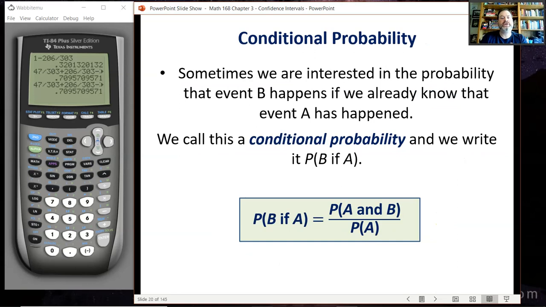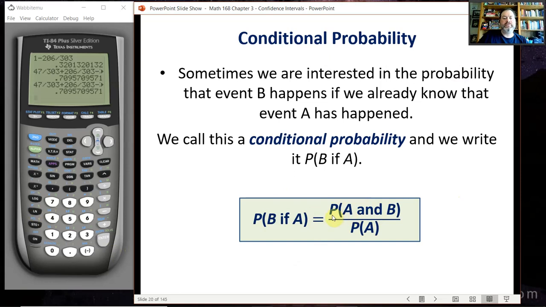Okay, next up, conditional probability. Sometimes we're interested in the probability that event B happens if we already know that event A has happened. This is called conditional probability, and we write it probability of B if A. So there's the formula. And this is explained in detail in the book. If you're fine just reading the formulas and plugging the numbers in, you'll be fine with this. If you need a little bit more of an explanation, again, it's already a pretty long video. It's in the book in more detail why this is the way it is, but I don't go over the theoretical aspects of this in my notes.